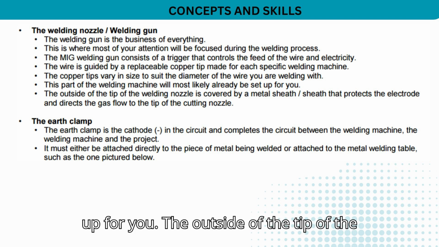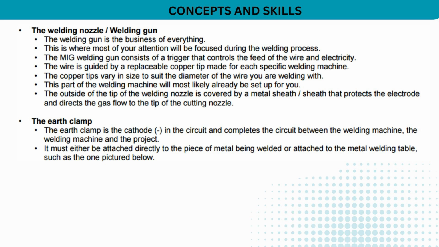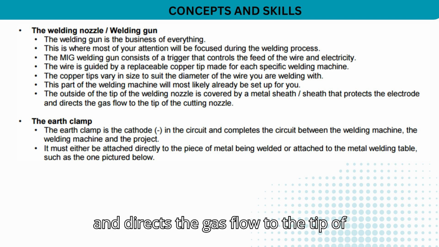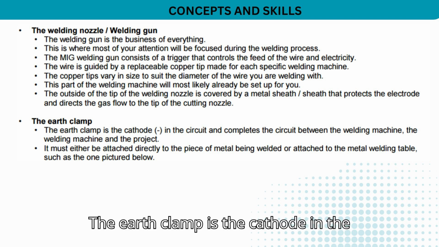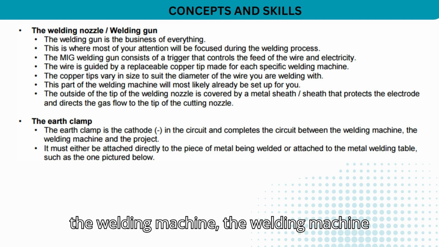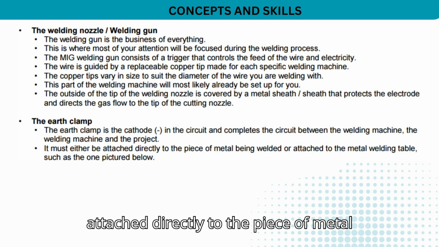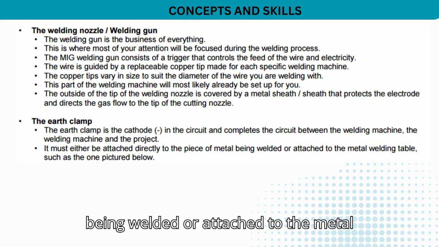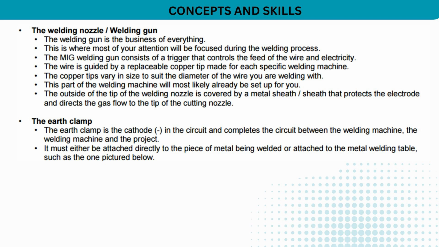The outside of the tip of the welding nozzle is covered by a metal shroud that protects the electrode and directs the gas flow to the tip of the welding nozzle. The earth clamp. The earth clamp is the cathode in the circuit and completes the circuit between the welding machine and the project. It must either be attached directly to the piece of metal being welded or attached to the metal welding table, such as the one pictured below.